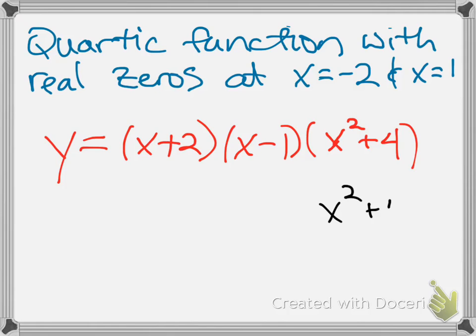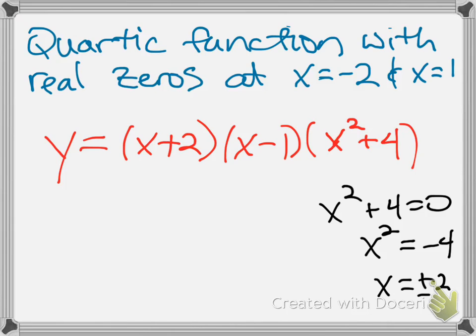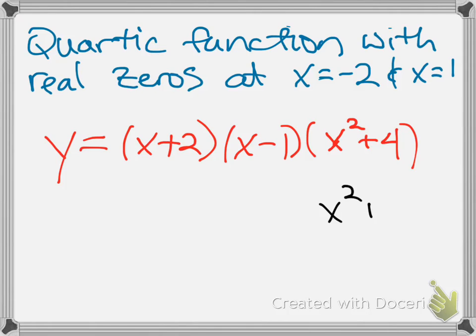we get x squared plus 4 equals 0. To solve for x, I of course subtract 4, so we get x squared equals negative 4. And when we take the square root of both sides, we're going to get x equals positive or negative 2i. So again, we've got those 2 imaginary zeros that correspond to our 2 real zeros. Let's go ahead and leave x squared plus 4 as our final factor. Again, that last factor is completely up to you.